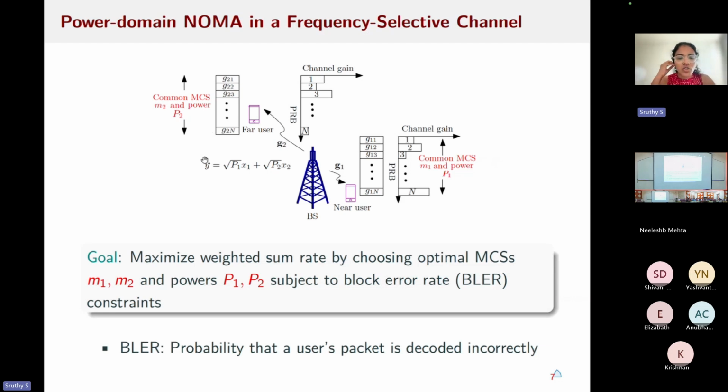Here, our goal is to maximize weighted sum rate by choosing optimal modulation and coding schemes M1 and M2 and powers P1 and P2 subject to block error rate constraints of these two users. We define block error rate as the probability that a user's packet is decoded incorrectly.